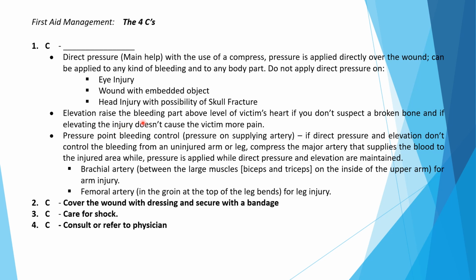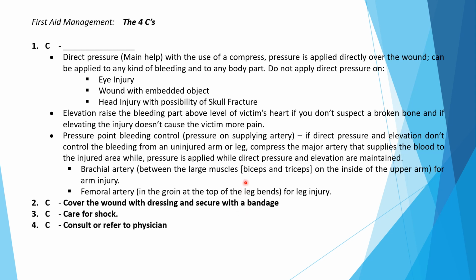Next is elevation. Raise the bleeding part above the level of the victim's heart if you don't suspect a broken bone, and if elevating the injury doesn't cause the victim more pain. So to control bleeding, first apply direct pressure, then elevation. The third is pressure point bleeding control, or pressure on the supplying artery. If direct pressure and elevation don't control the bleeding from an injured arm or leg, compress the major artery that supplies blood to the injured area while direct pressure and elevation are maintained.